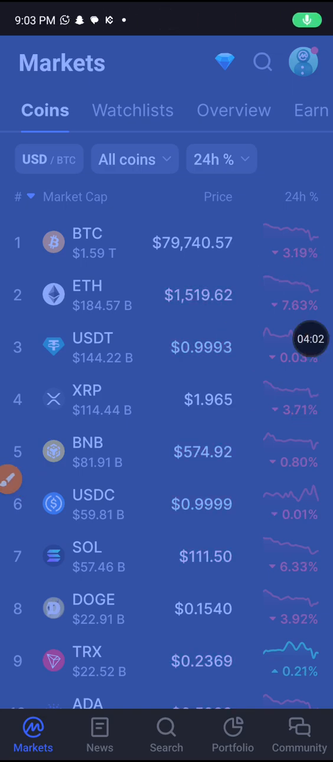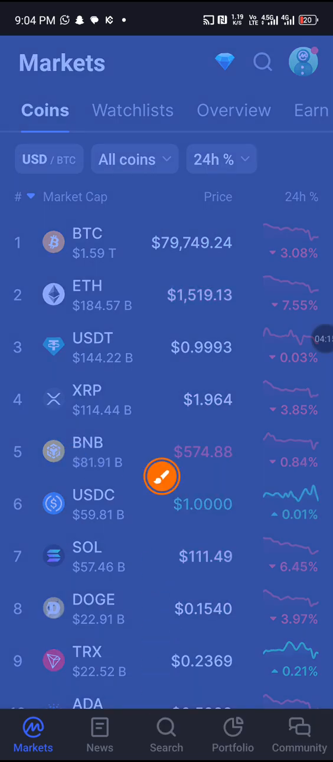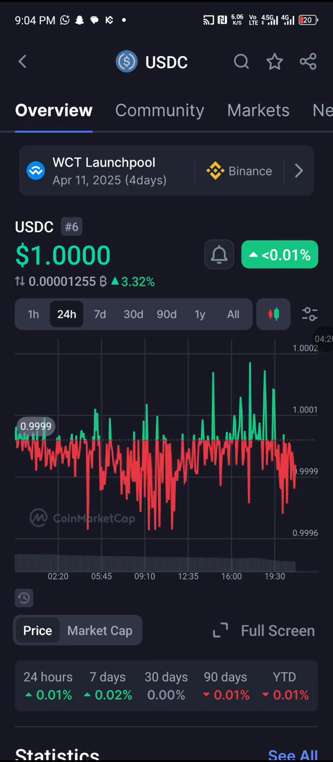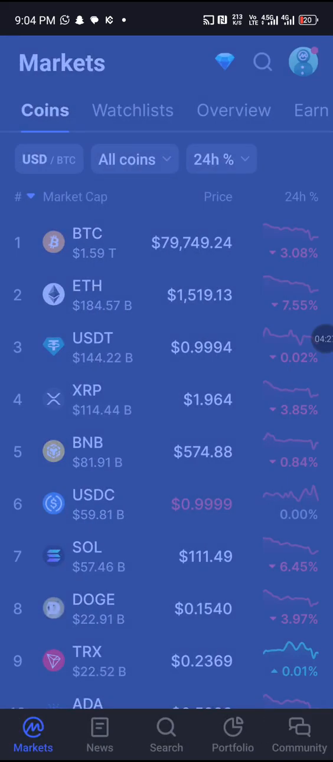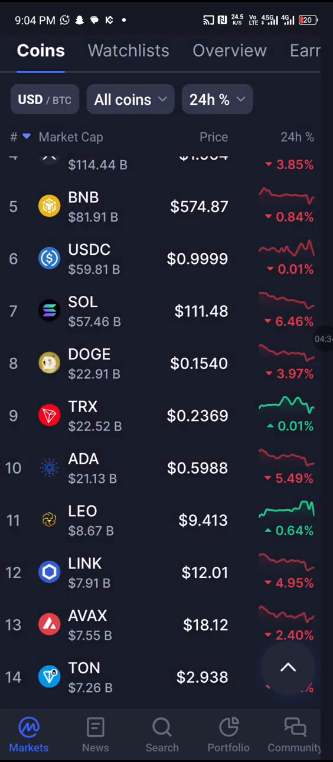So the next thing you would like to do is look for any coins here that work for you, because there are a lot of coins here. I've checked on WCT. Okay, let me look further. You can look at any of those coins that work for you. Maybe I should look at Doge.